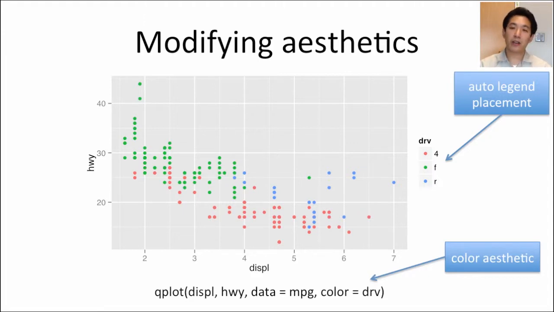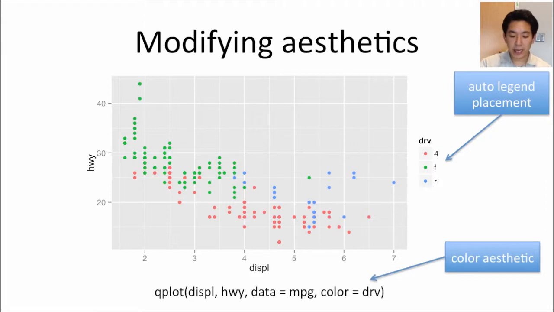And then another argument I have is the color variable. And I'm going to say that the color is mapped to this drive variable, DRV. And all that says is that the different levels of the drive variable will each be assigned a different color. And notice I don't specify what those colors are. They're specified automatically. So you can see on this new plot here that the front-wheel drive cars are in green, the rear-wheel drive cars are in blue, and the four-wheel drive cars are in red.